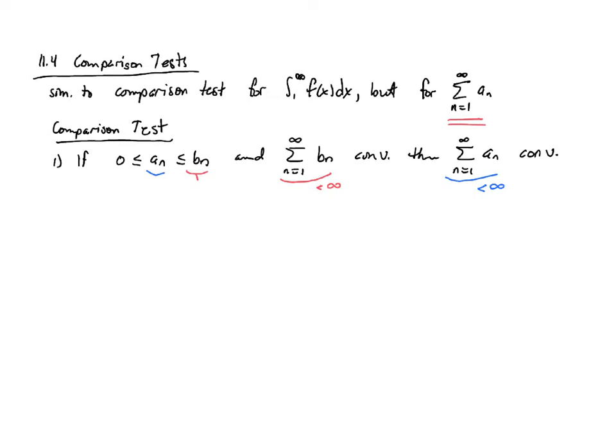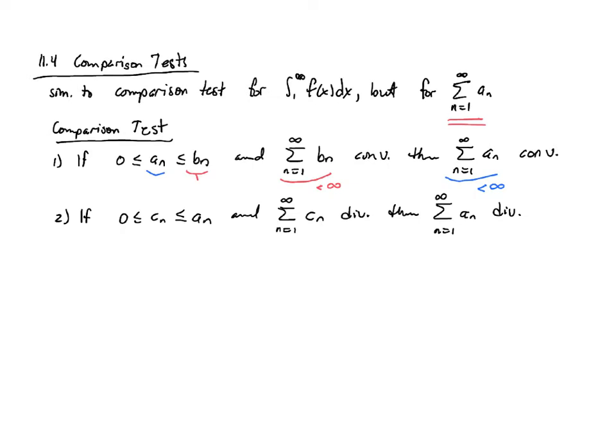And on the other hand, if instead I have 0 less than or equal to cn less than or equal to the an that I care about, and I know that the series whose terms are the cn's diverges, then the series that I started with also diverges.